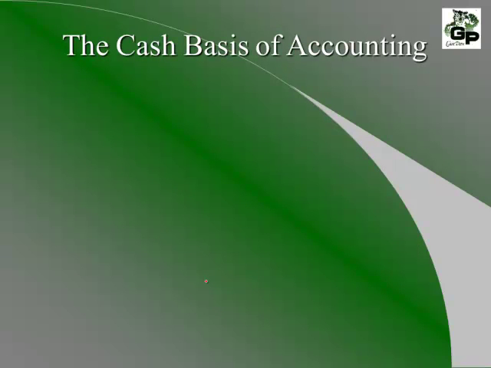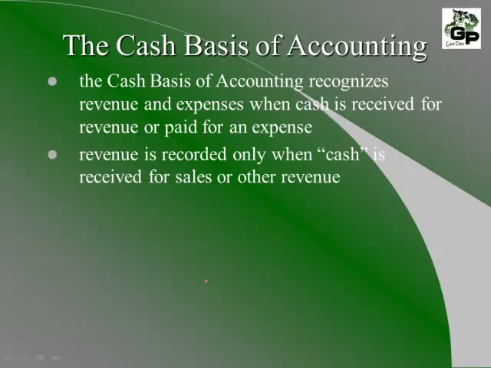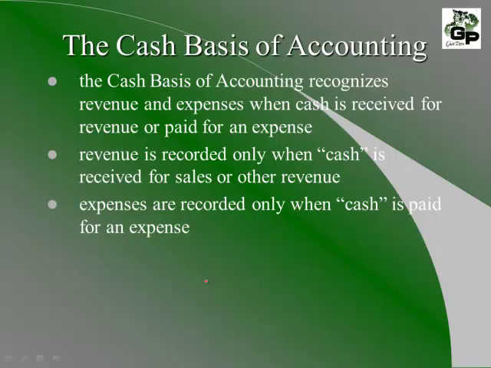There is another basis of accounting that we need to study. It's called the cash basis of accounting, and it recognizes revenue and expenses when cash is actually received for revenue or when cash is paid for an expense. It has nothing to do with when the bills are received. It only has to do with when cash is either taken in or given out. It's recorded only when cash is received for sales or other revenue, and expenses are only recorded when cash is paid for an expense.